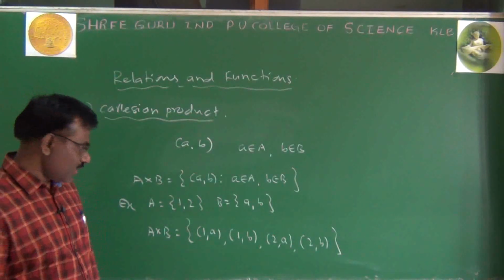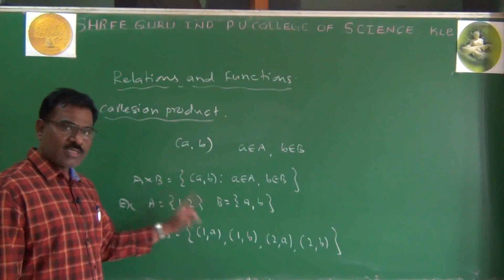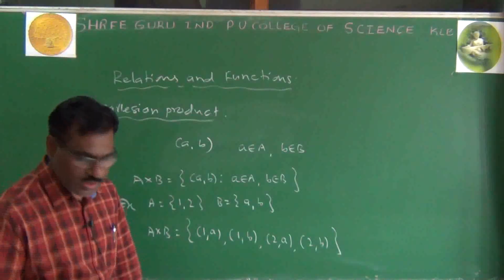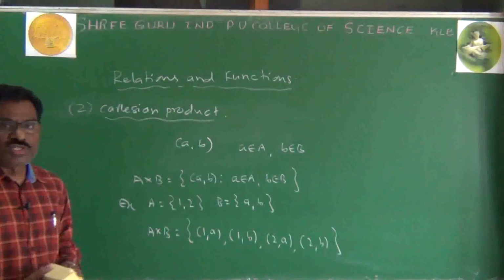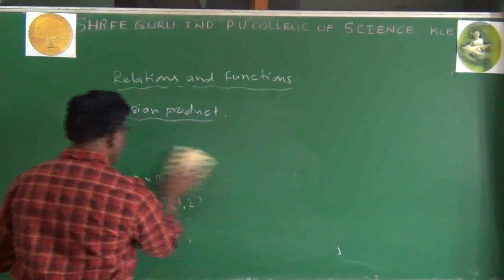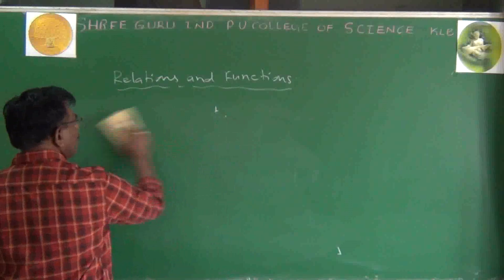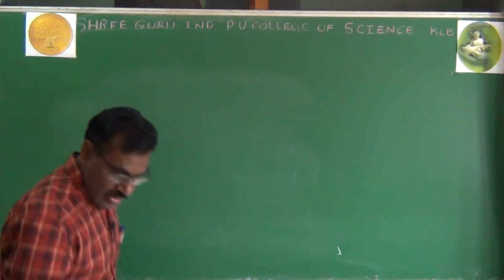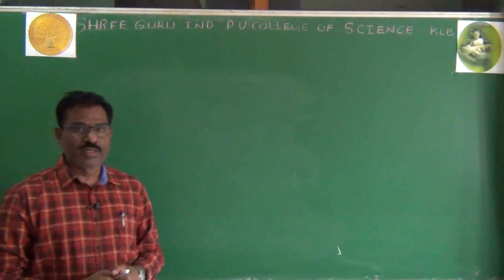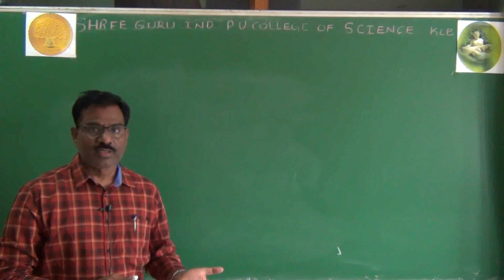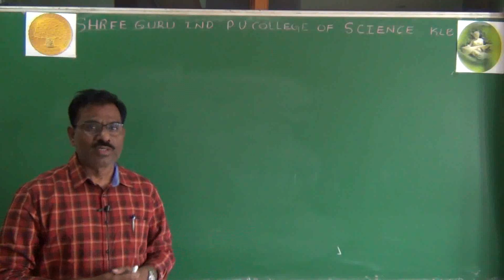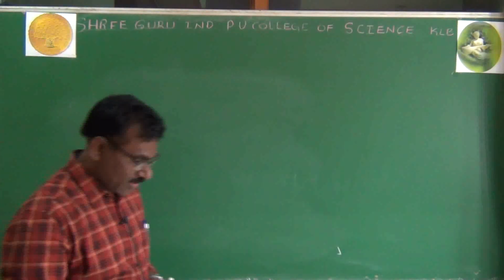In A cross B, the first element is from A, the second element from B. B cross A means the first element is from B, the second element from A. So this is the most important definition, the Cartesian product. What is the Cartesian product? The set of all ordered pairs (a, b), where a is the first element and b is the second element. So it is called the Cartesian product of A and B.